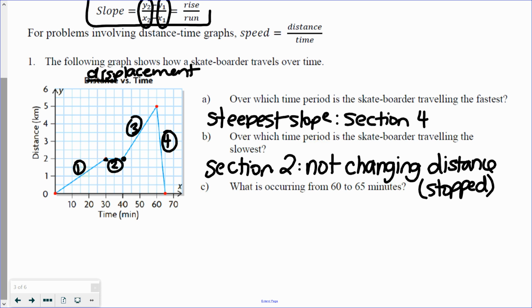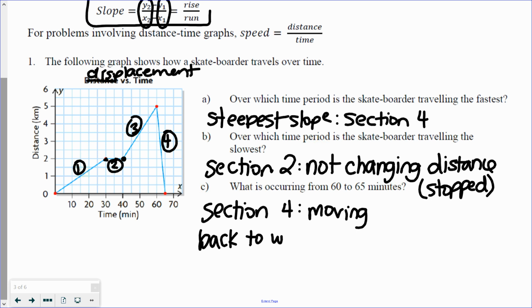And so what is occurring from 60 to 65 minutes? So that's section 4. So what's actually occurring? This one's kind of a weird question. So in section 4, basically what they're doing is traveling back to where they started from very quickly, because they go back to 0 in terms of displacement, we're going to call it. Moving back to where they started. And they're going fast.